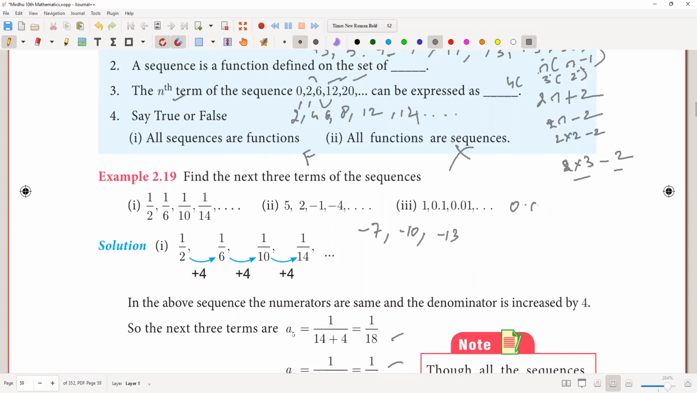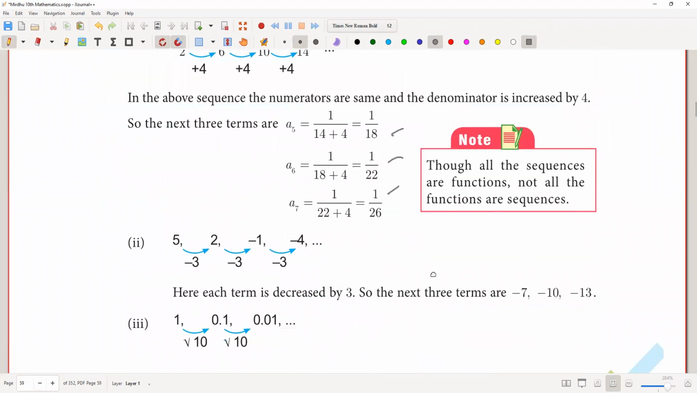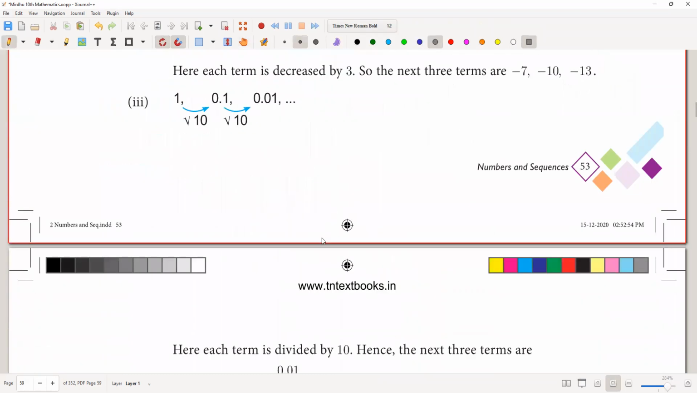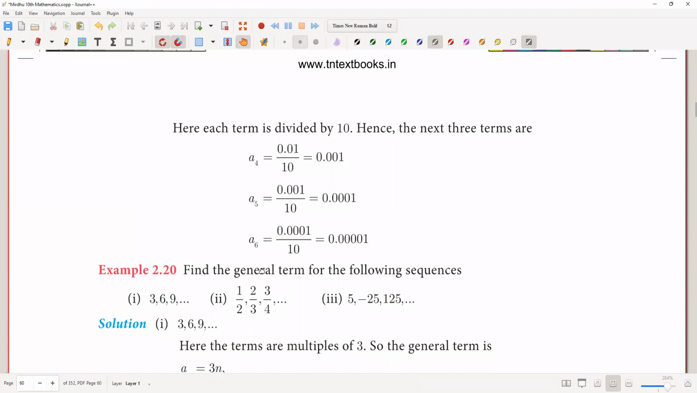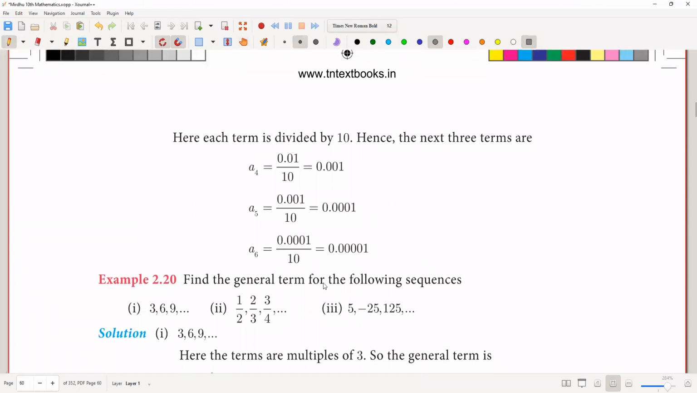So 0.001, 0.0001, 0.000001. Good. So divided by 10, divided by 10, divided by 10. Find the general term of the sequence. We have to find a general term for this.